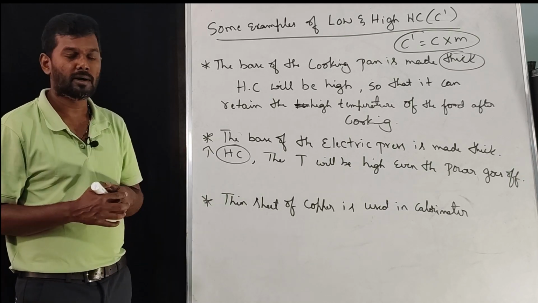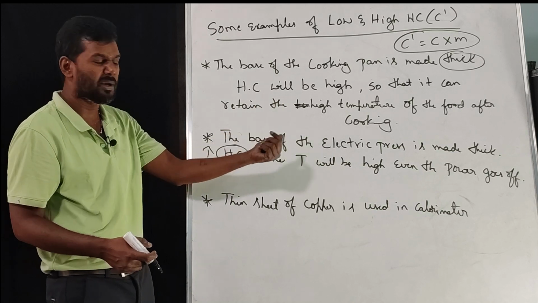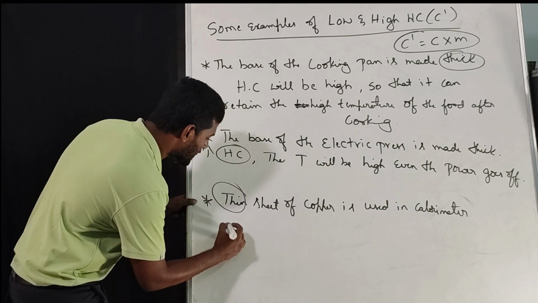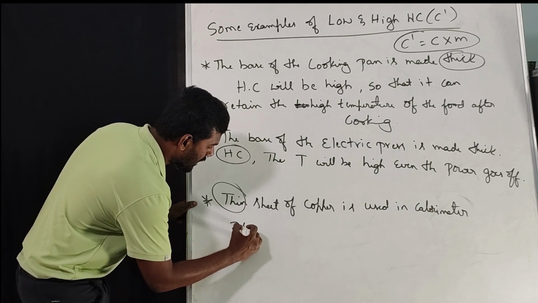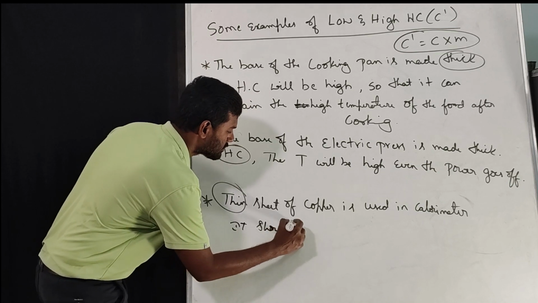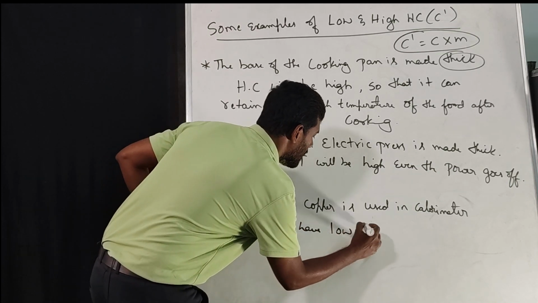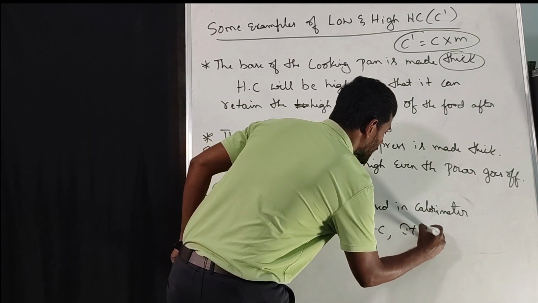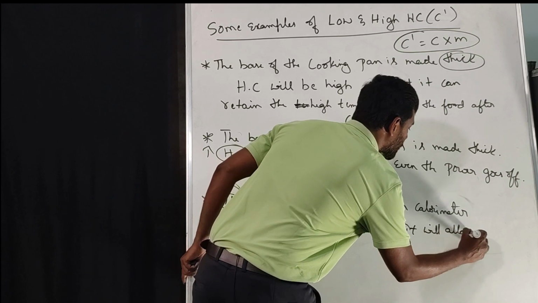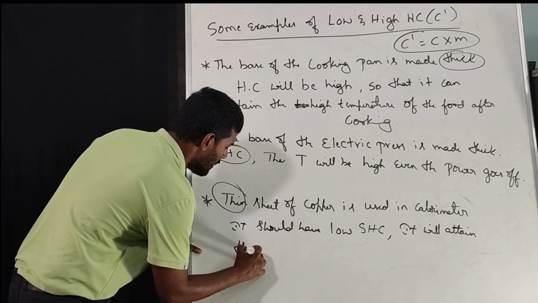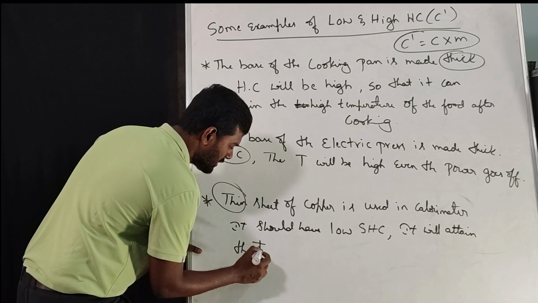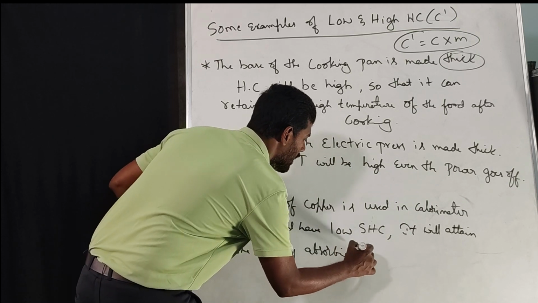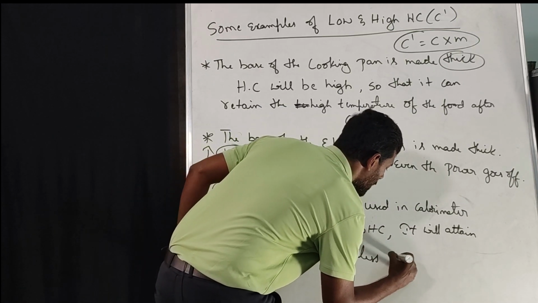Then thin sheet of copper. See here, in both the cases we use thick. Thick means high heat capacity. Thin means low heat capacity or low specific heat capacity. So it should have low specific heat capacity, so that it will attain the temperature by absorbing less amount of heat.